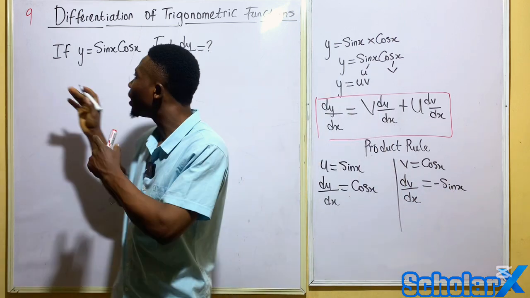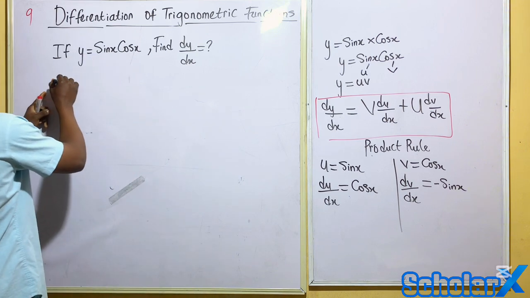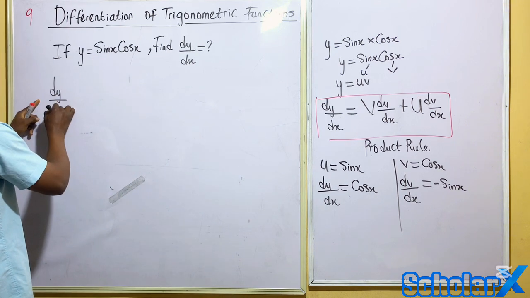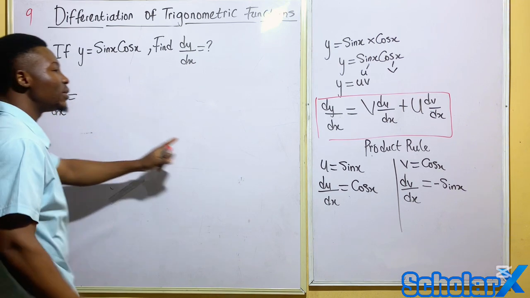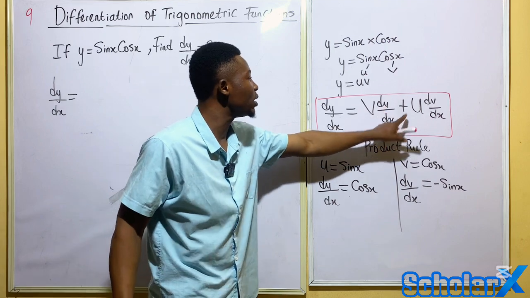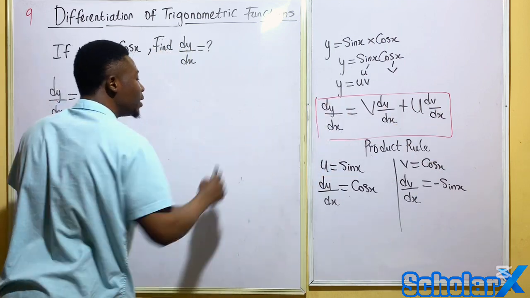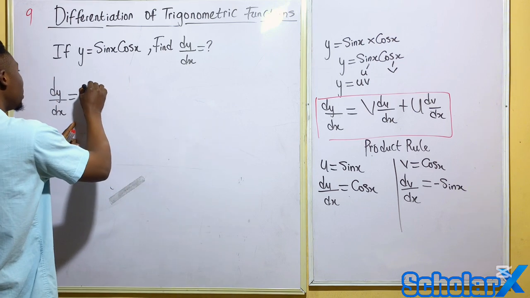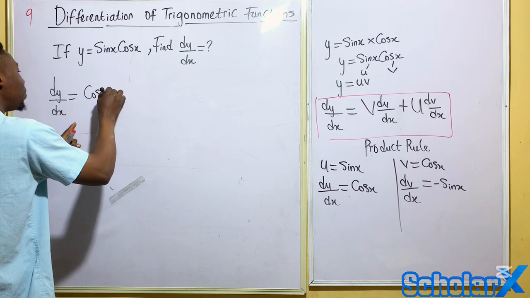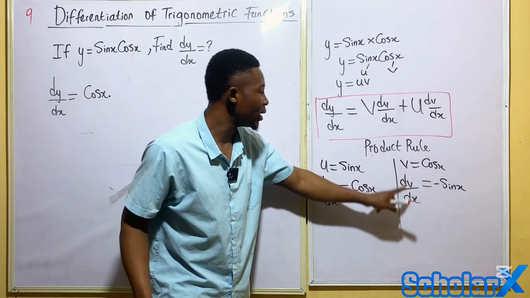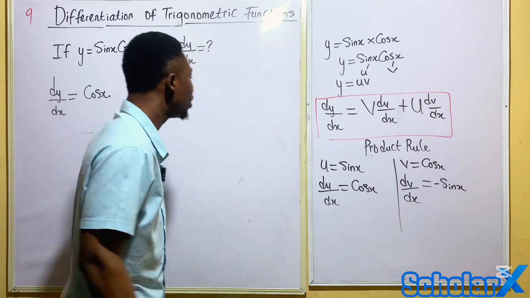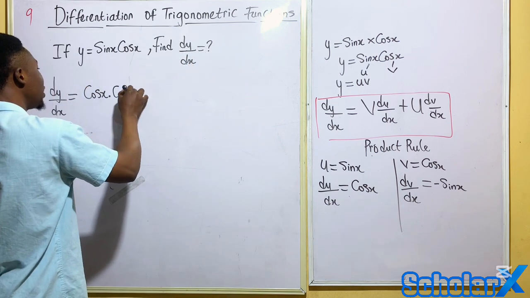Now, coming back here, we want to find our dy/dx. Now, we know that our dy/dx using product rule is v du/dx plus u dv/dx. Now, what is our v? Our v is cos x. So that will be cos x multiplied by, what is our du/dx? Our du/dx is cos x, also cos x.